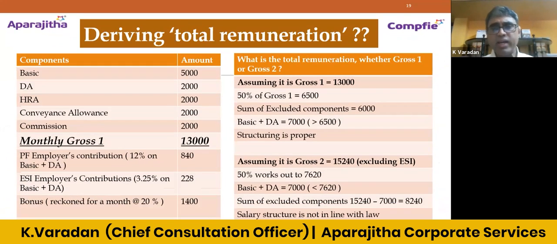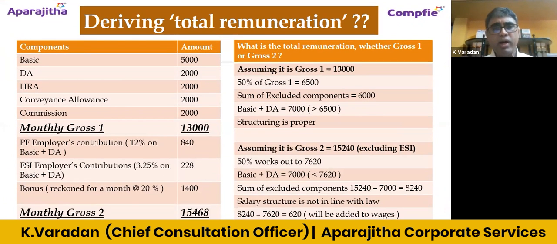Now, I think this is what I said. For example, I've just brought a simple structure: basic 5,000, DA allowance 2,000, HRA 2,000, conveyance allowance 2,000, and commission 2,000. So the total simple monthly gross I have mentioned as gross 1 is 13,000. Then PF employer's contribution, it is 840. That is on basic and DA 7,000, 12% I've worked out, right? Don't bother about the working. It is more for understanding purpose only. And ESI employer's contribution, it is 228. And bonus, if it is reckoned, maximum bonus 20%. If it is reckoned for a month, this comes to 1,400, right?